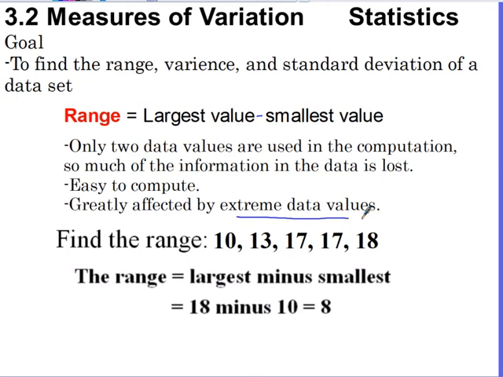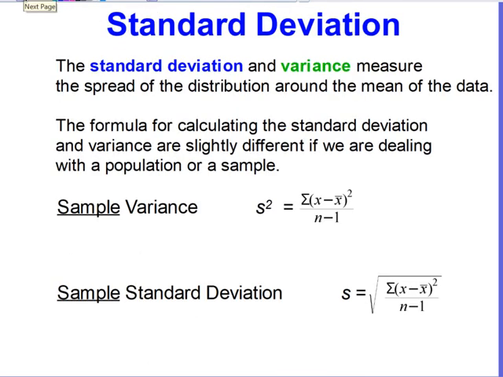Like for example, I've got 10, 13, 17, 17, and then 18. I'm just going to take 18 minus that 10 and get a range of 8. So the range between the highest and lowest is 8 values. And like I said, easy to compute, but really sporadic.